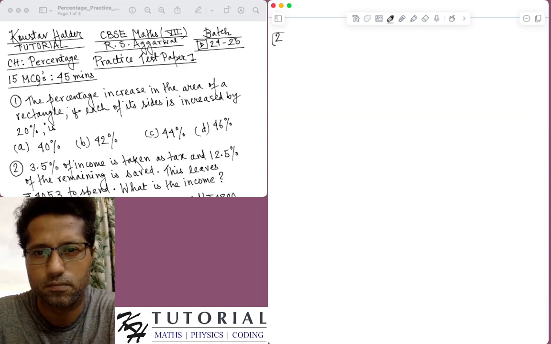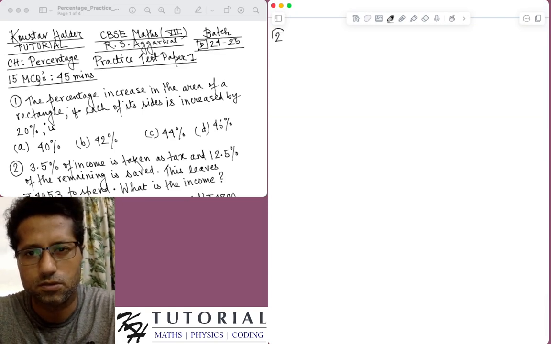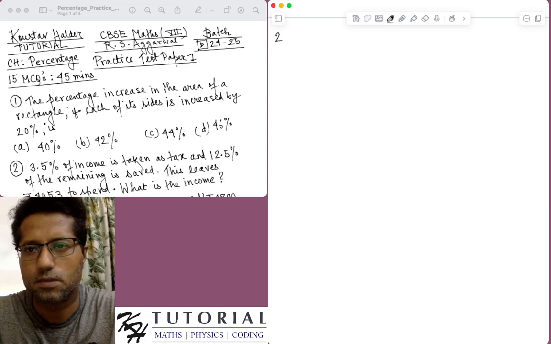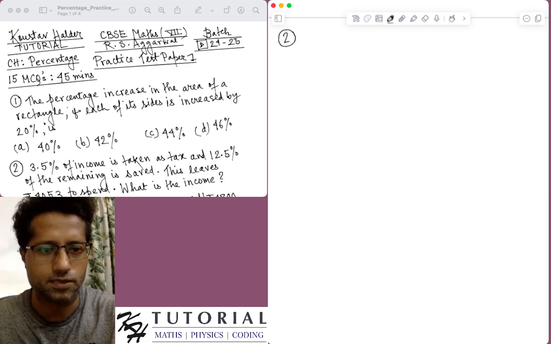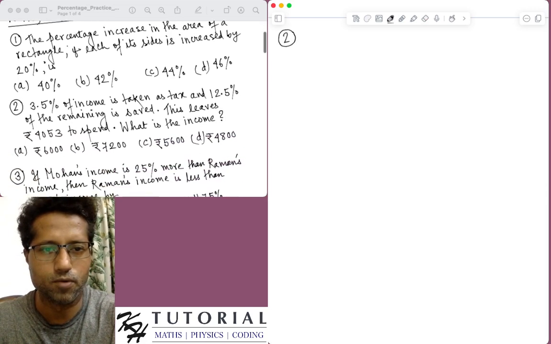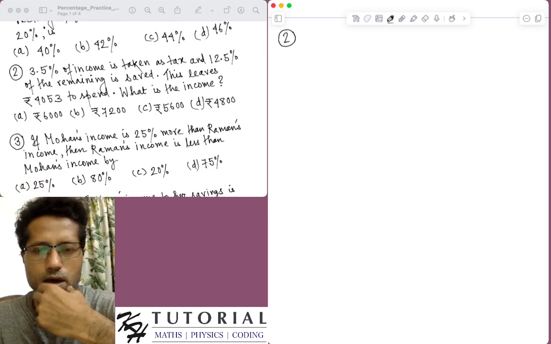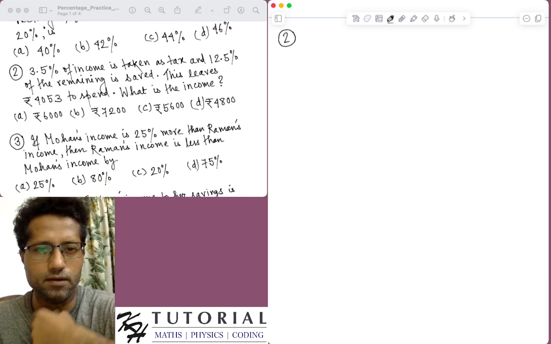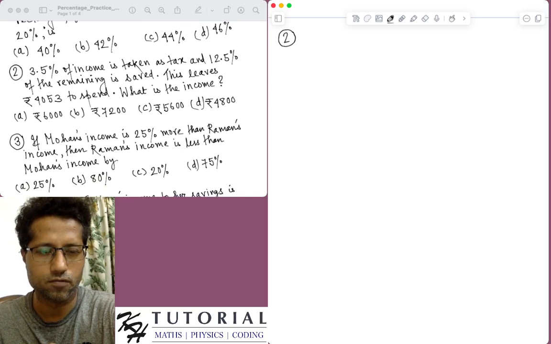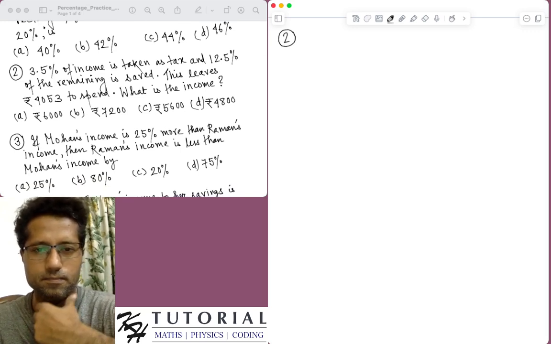Okay, let's do problem number 2. It says that 3.5% of income is taken as tax and 12.5% of the remaining is saved. This leaves rupees 4053 to spend. What is the income?